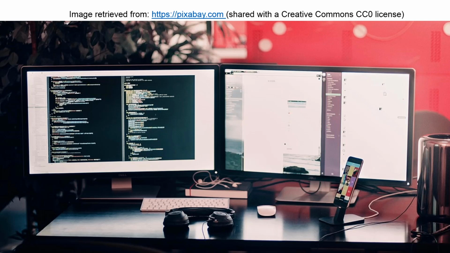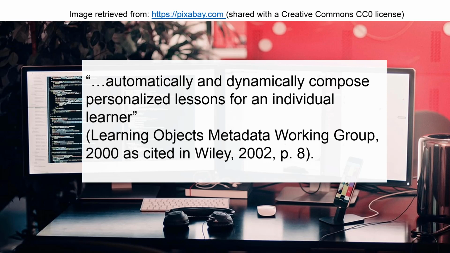Ultimately, the idea was that metadata, which we could also describe as information about each learning object that could be used to tag or label those learning objects, could be used to allow computers to automatically and dynamically compose personalized lessons for an individual learner.